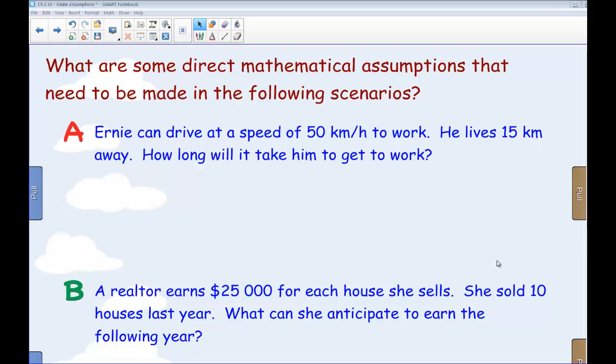Taking a look at the first scenario, it says Ernie can drive at a speed of 50 kilometers per hour to work. He lives 15 kilometers away. How long is it going to take him to get to work? The second question says a realtor earns $25,000 for each house she sells. She sold 10 houses last year, so what can she anticipate to earn in the following year? Take a quick pause here and try to write down some direct mathematical assumptions for each of these two scenarios, and then we'll take a look at using those assumptions to make our calculations.